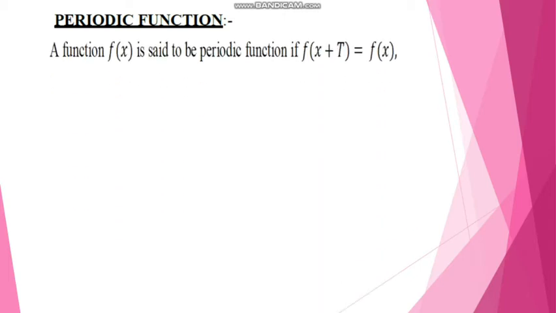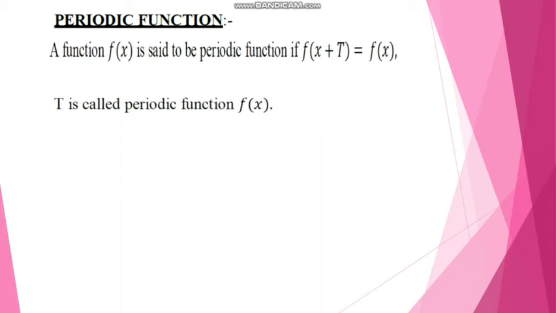Now we shall discuss the periodic function. What is a periodic function? A function f of x is said to be a periodic function if the function at x plus capital T is the same as the given function for all x belonging to the given interval, and T is the least positive number. Then T is called the periodicity of the given function f of x.